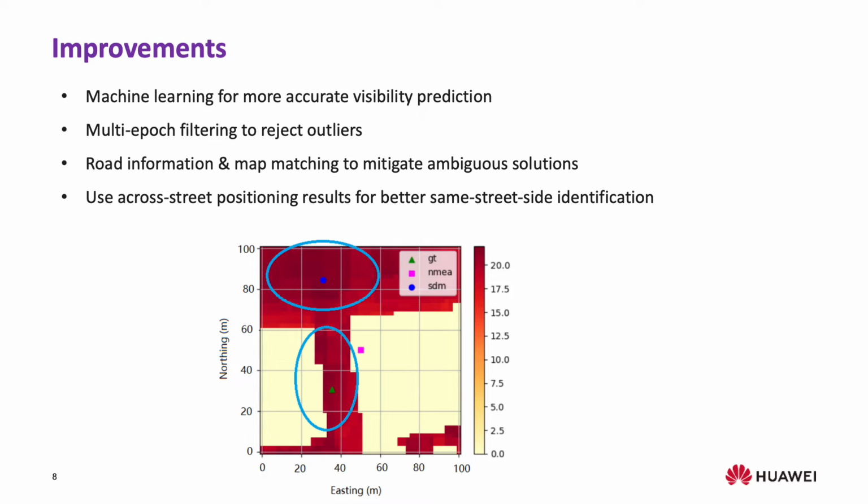The final part is to make use of the solution of the shadow matching algorithm in the cross-street direction for better same-street side identification, and this would benefit plenty of location-based services in urban areas, such as Didi or Uber taxi pickup and pedestrian navigation. I will go into details of these improvements in the next slides.